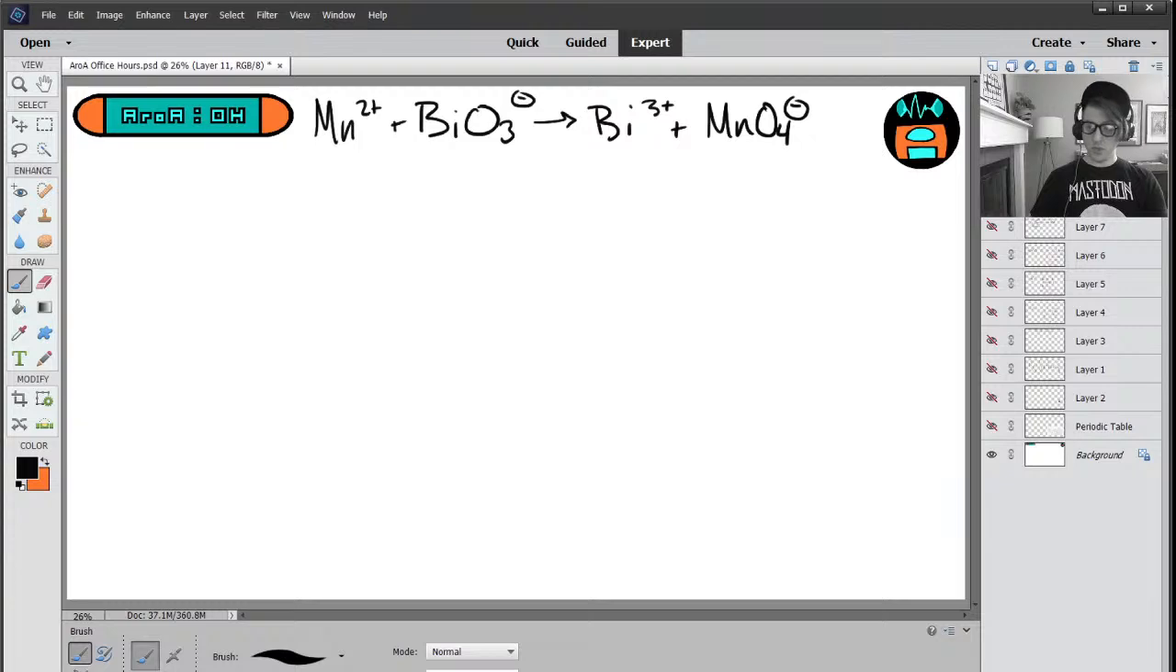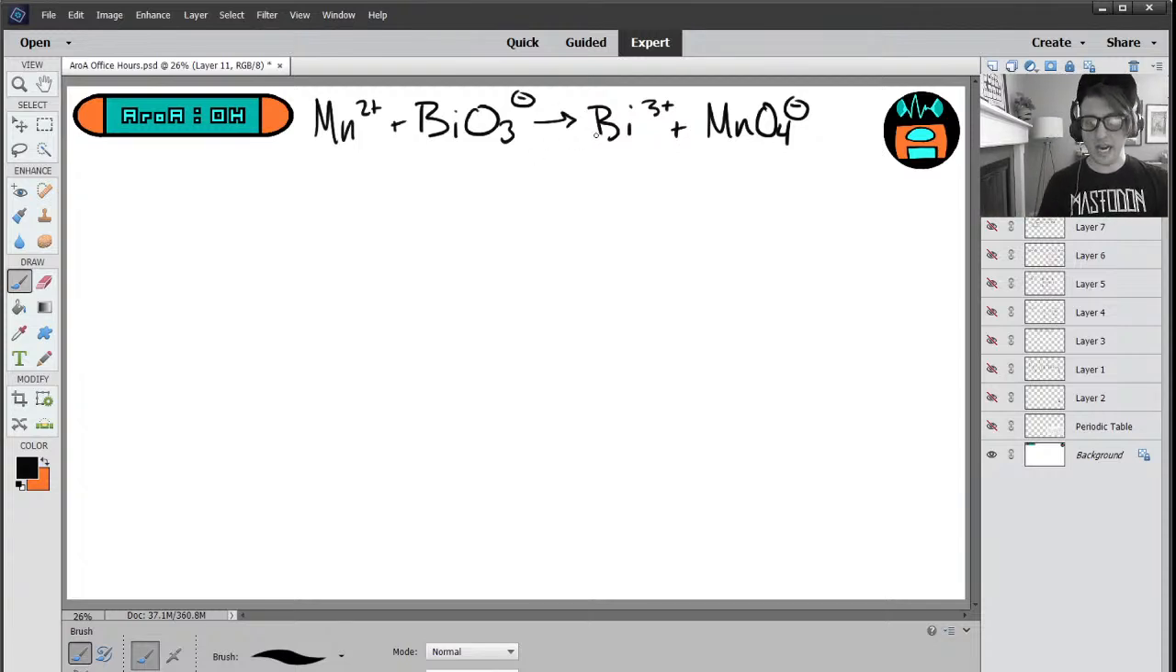Hopefully, seeing me walk through it gives you the steps of how I go forward, what I do at each phase. All right, now let's go ahead and balance this under basic conditions, which is the harder of the two.